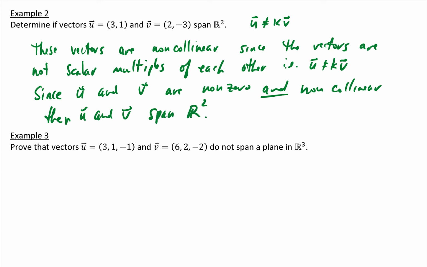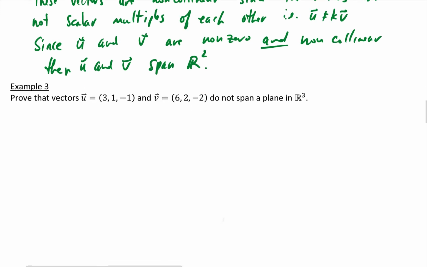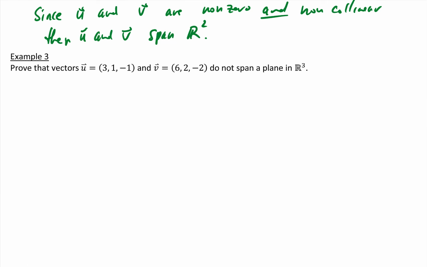So for this example, it's just an explanation. Same thing with example 3. Prove that the vectors u and v do not span a plane. Now, keyword says this time, do not span a plane in R cubed. So that means one of two things.